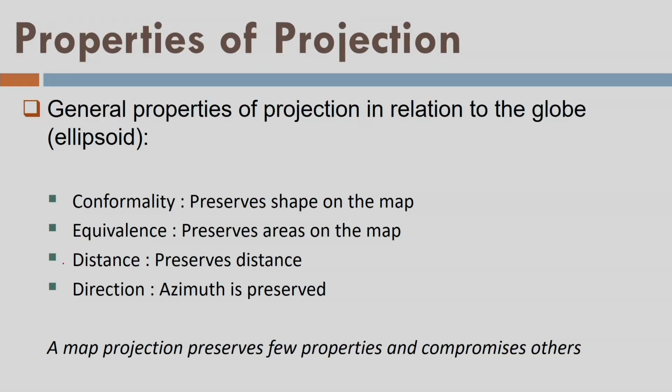Okay, what about the equivalence? Equivalence is preserving areas. That means the size of area is the same before and after. Distances: if the length of a line between two points is the same before and after the map projection, that's called distance preserving, or sometimes scale preserving. Direction: if azimuth, that is the line with respect to the north direction, is preserved, then we call it the direction preserving map projection.